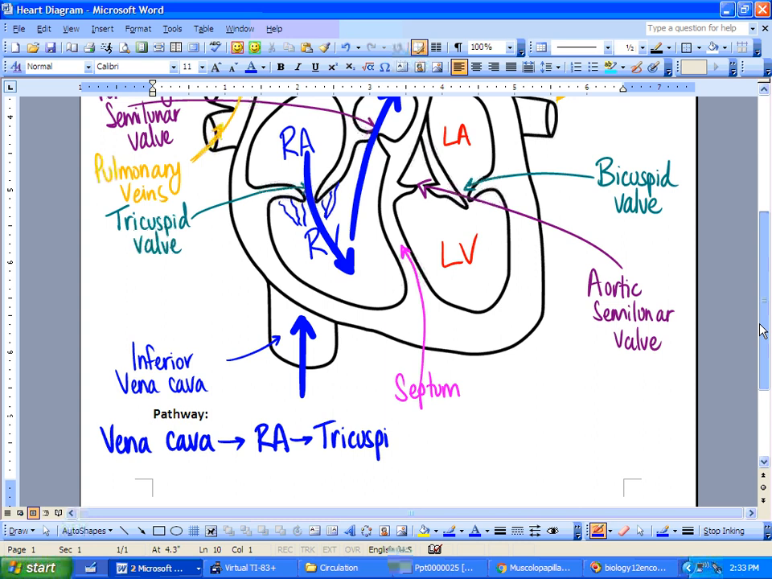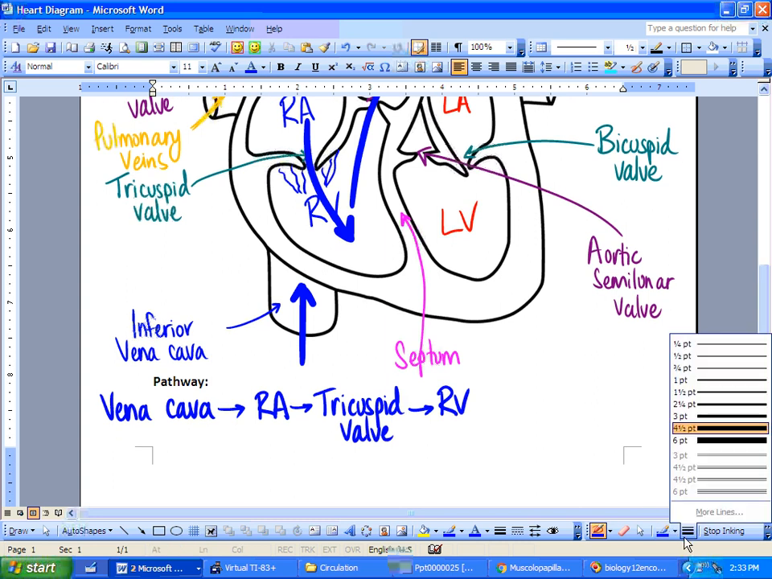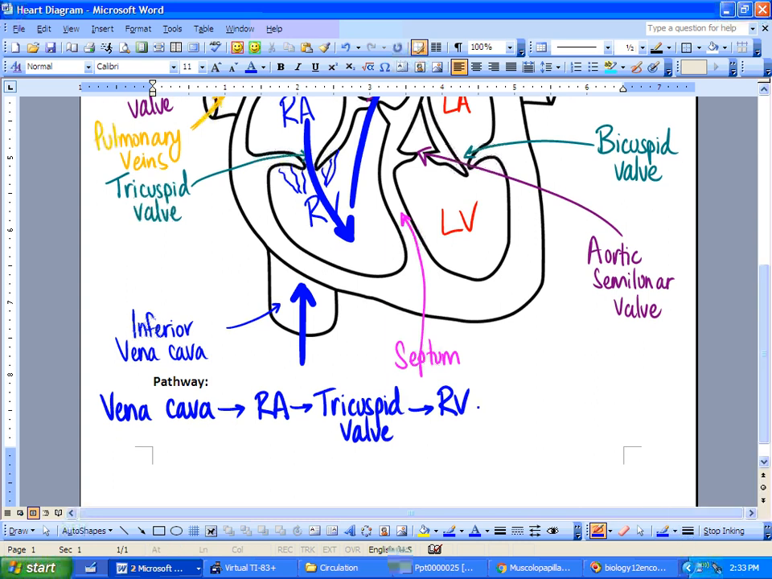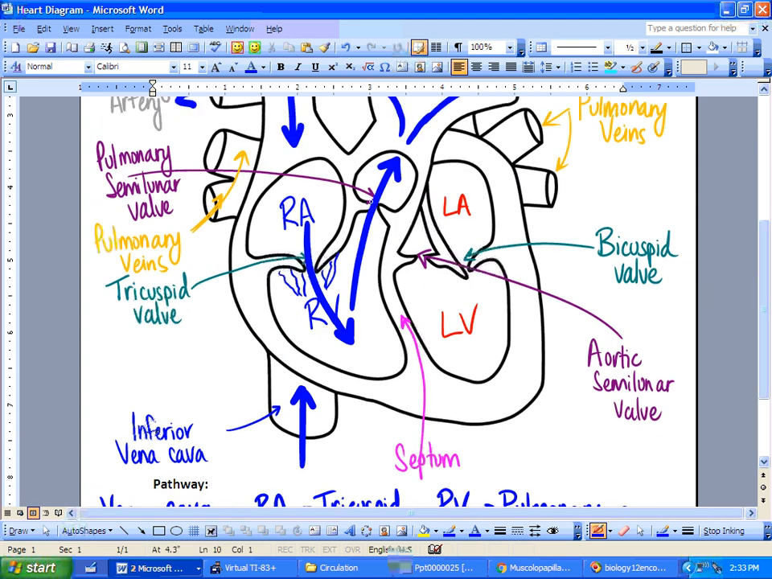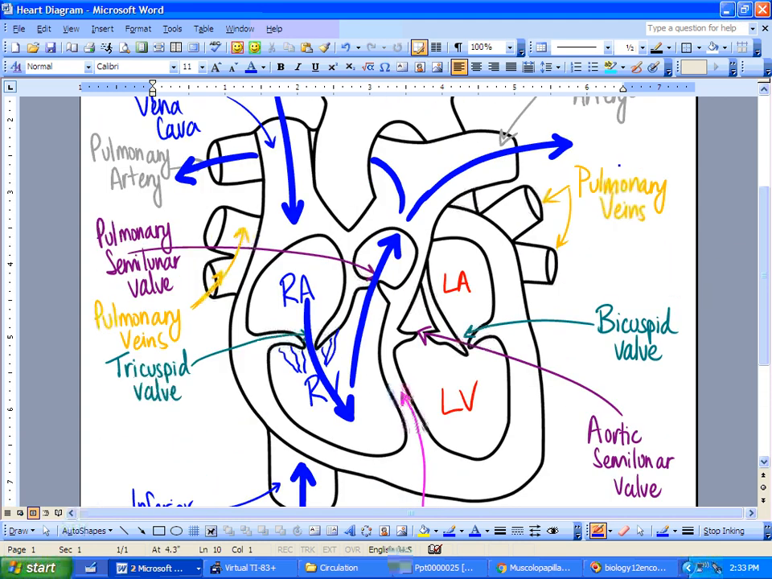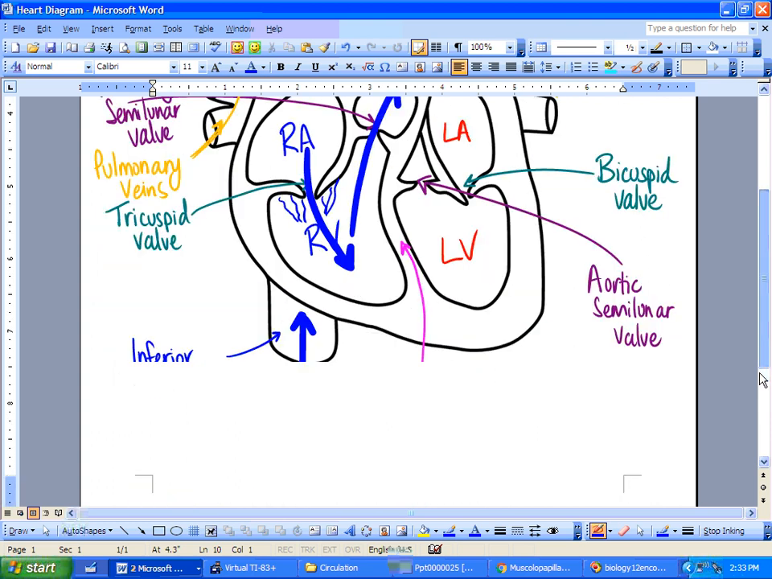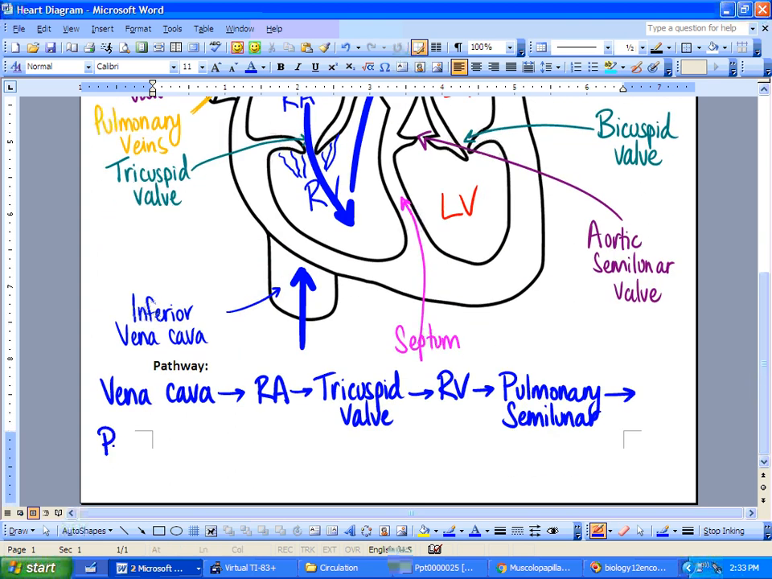So let's label that down here in our list. We go from the right ventricle through the pulmonary semilunar valve, I'll just say pulmonary semilunar, sorry, in the interest of space. And then once we've gone through that valve, which is right here, now you can see that blood is traveling in those pulmonary arteries. So we go to the pulmonary arteries, one to the left, one to the right.